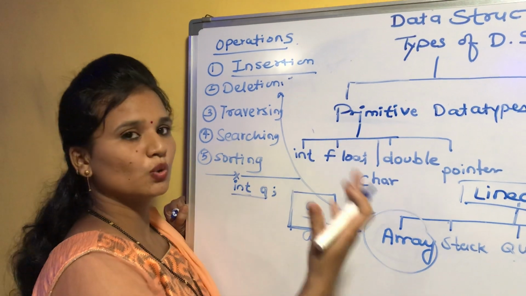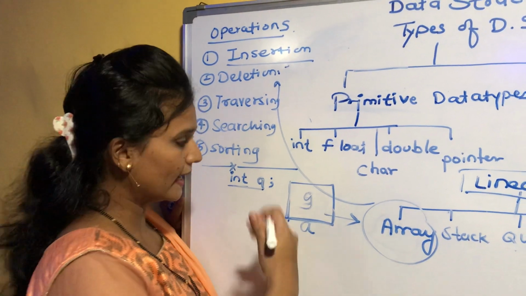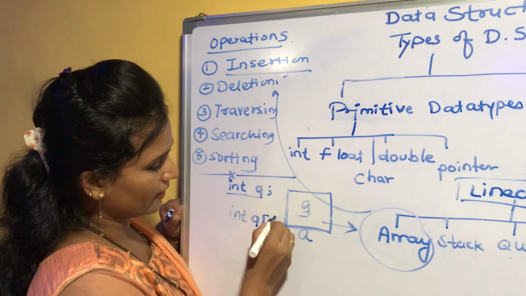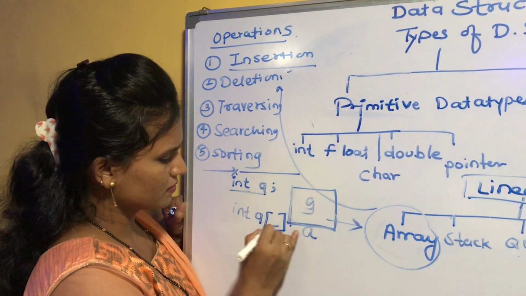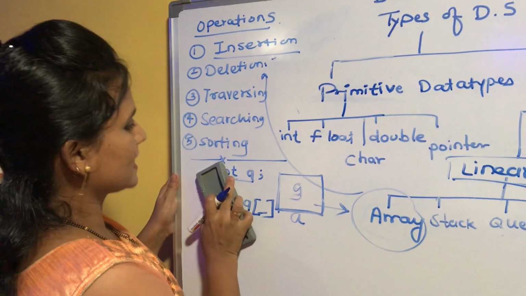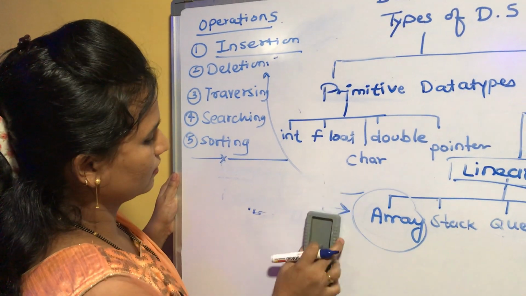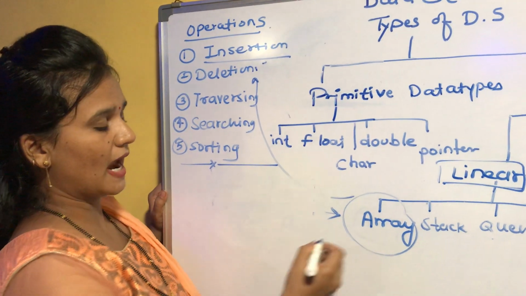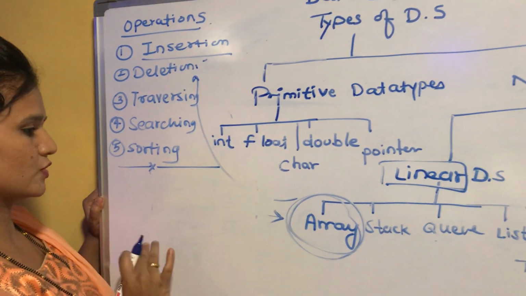What if I want to store more than one element? That time what I have to do? I have to declare an array with some specific size. Now we'll see the example of insertion on data structure, and we are going to take array as a data structure here.